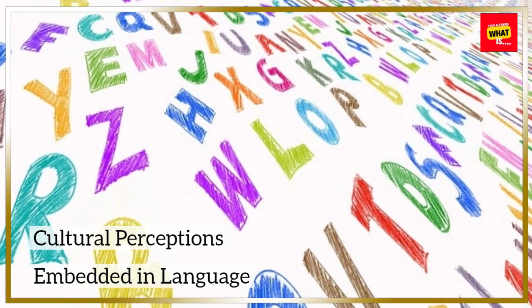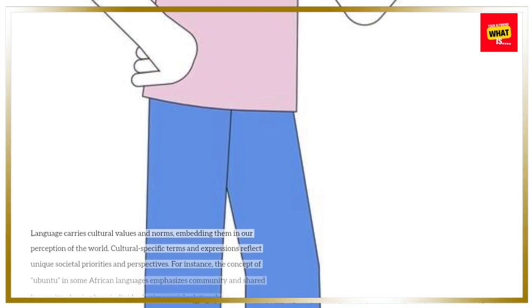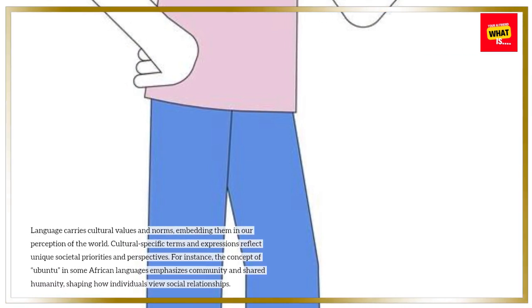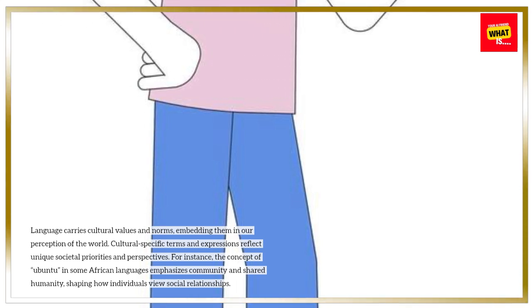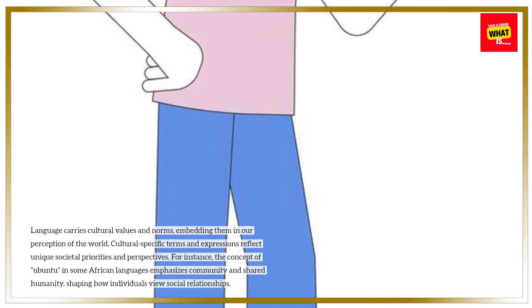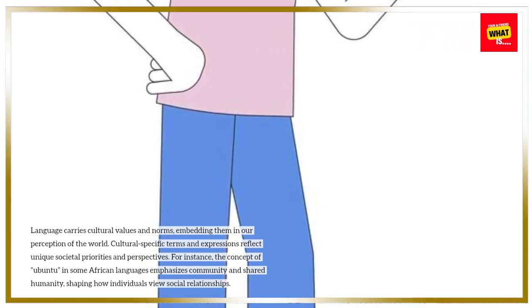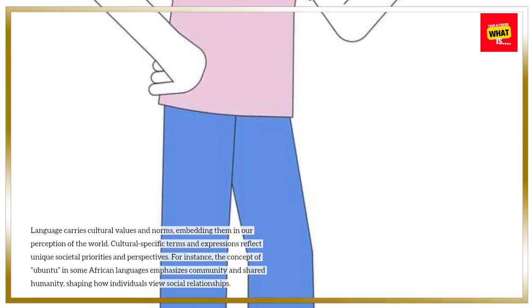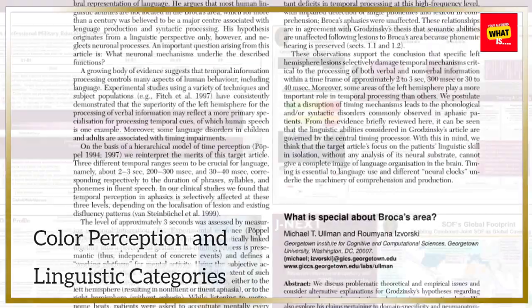Cultural perceptions embedded in language. Language carries cultural values and norms, embedding them in our perception of the world. Cultural-specific terms and expressions reflect unique societal priorities and perspectives. For instance, the concept of Ubuntu in some African languages emphasizes community and shared humanity, shaping how individuals view social relationships.